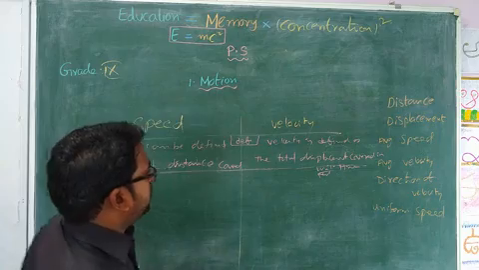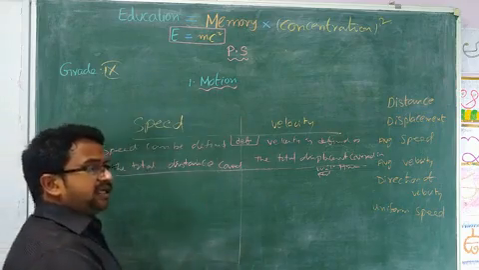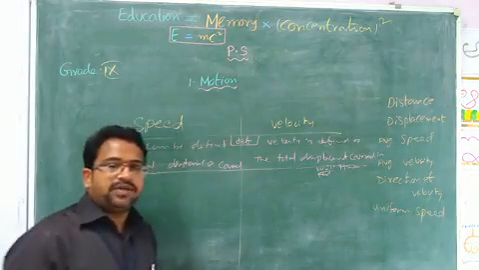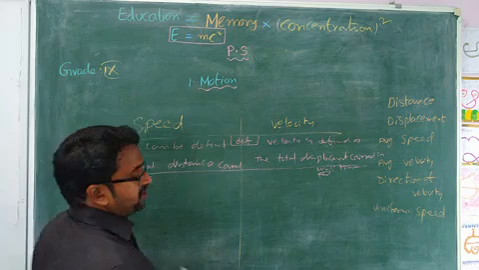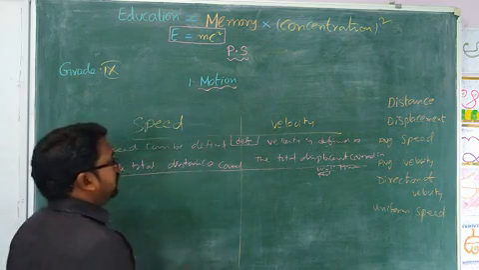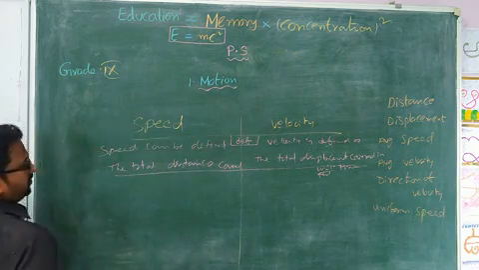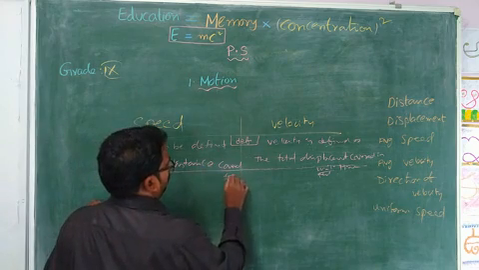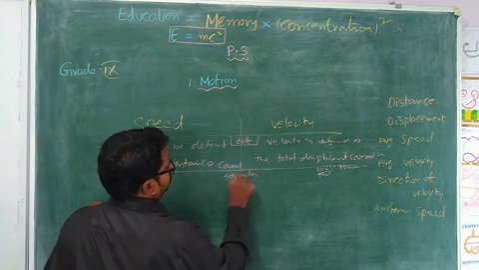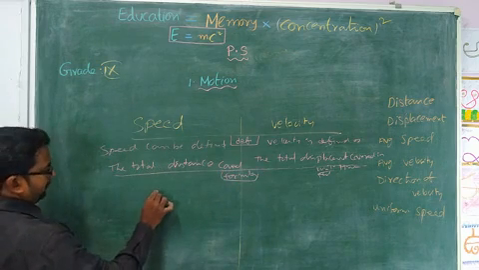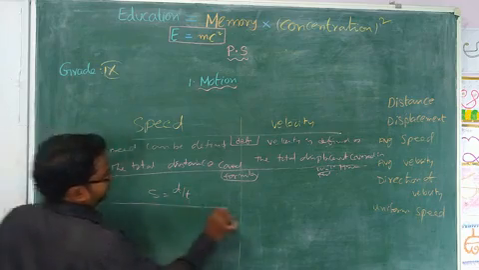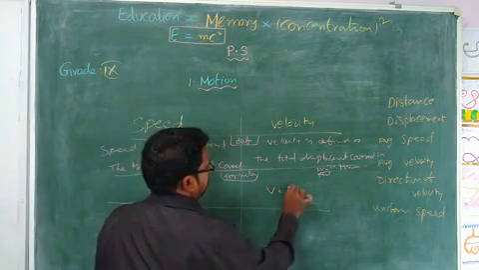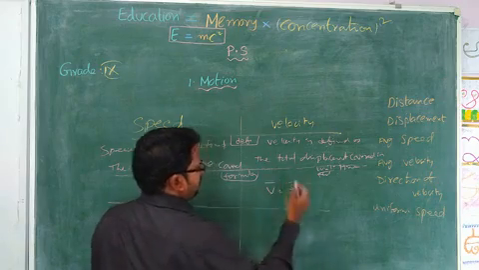Then you can consider the average velocity. Commonly they ask about speed and velocity, but it is very difficult to identify the particular speed or particular velocity, about instantaneous. So we consider average speed and average velocity. Second one is about the formula. Speed is equal to distance by time. Here, velocity is equal to displacement by time.